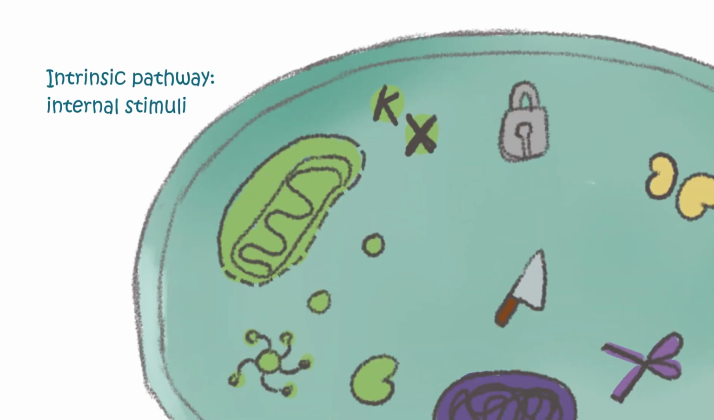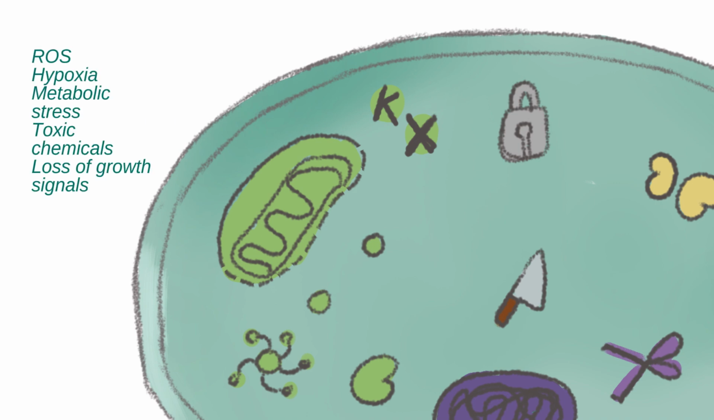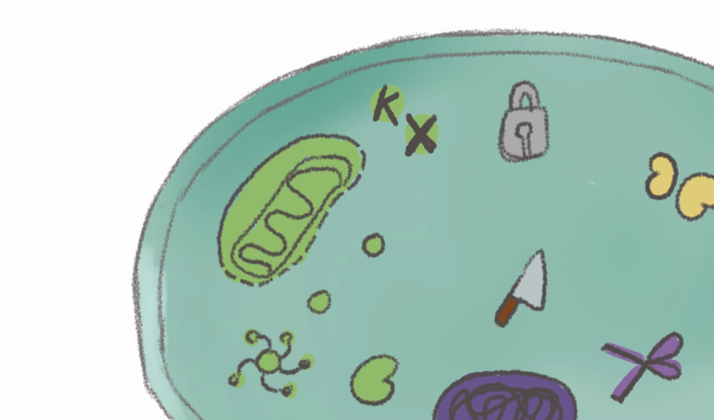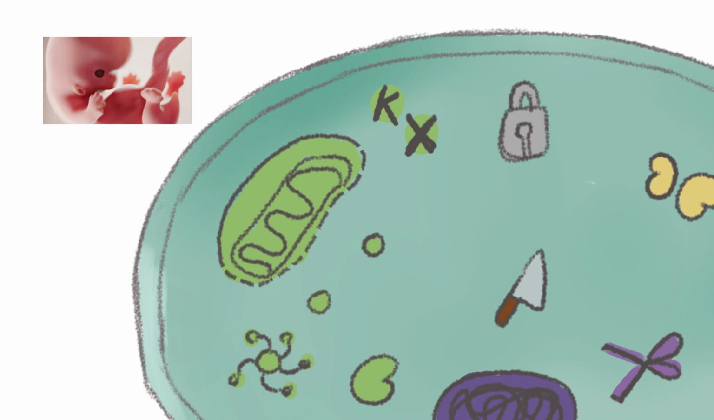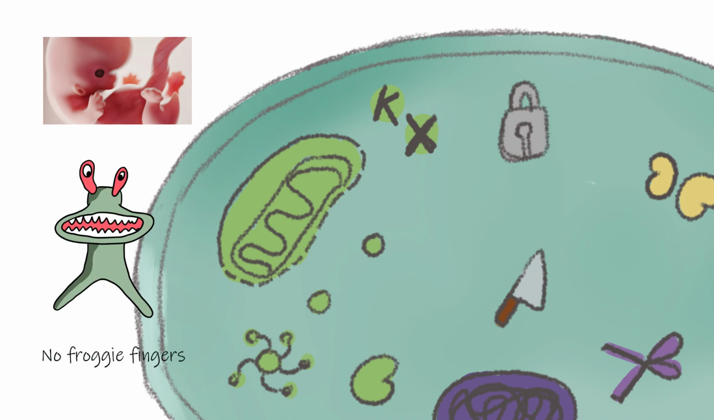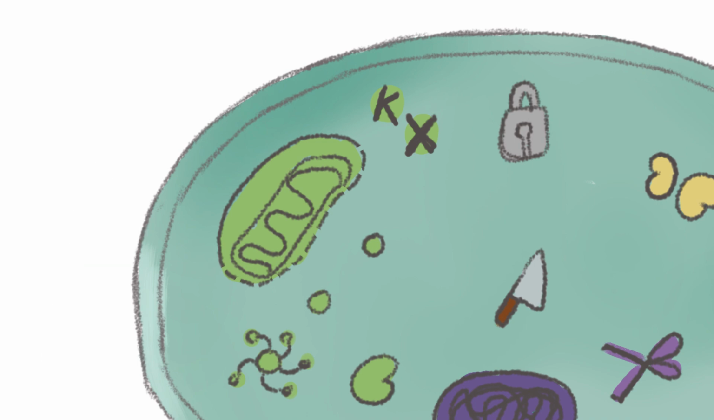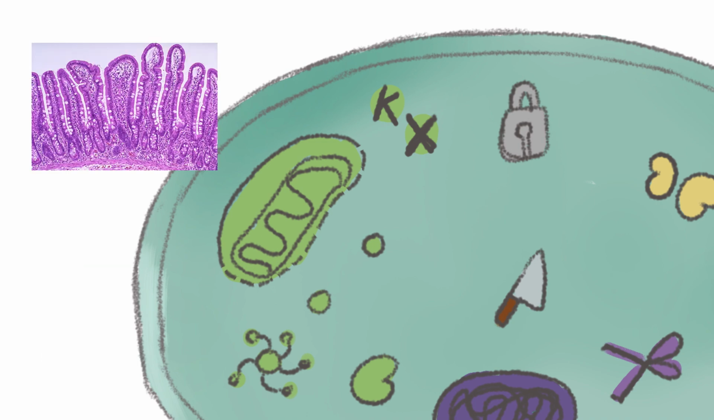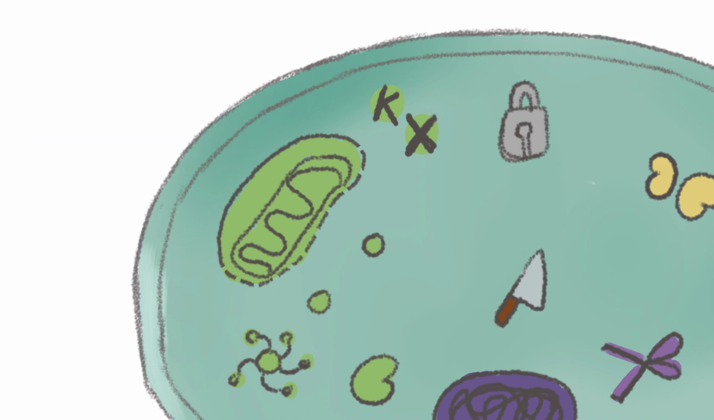Intrinsic pathway involves signals coming internally within the cell, and these could be reactive oxygen species, hypoxemic or metabolic stress, toxic chemicals, or even loss of normal growth signals. Examples include getting rid of those webs between our fingers during normal fetal development, and thousands of intestinal crypt cells and skin cells that are dying daily due to their loss of growth signals.